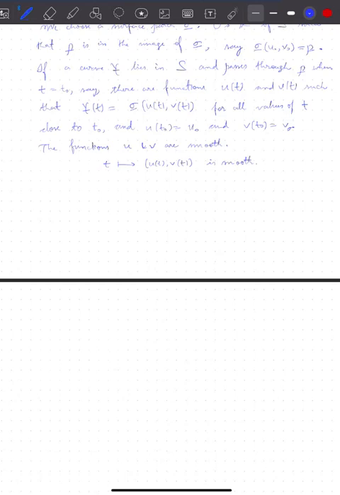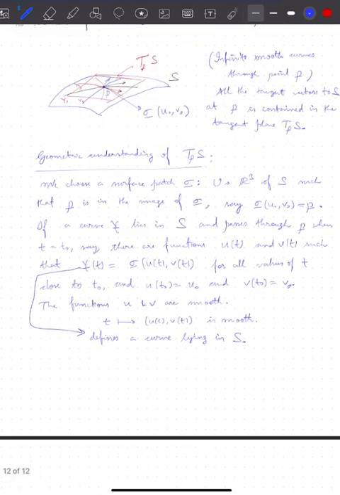And so this one here defines a curve lying in S, right? So this is what it is. Given a surface patch and the point P, we have the value of sigma vector at u naught v naught, and that is equal to P vector.